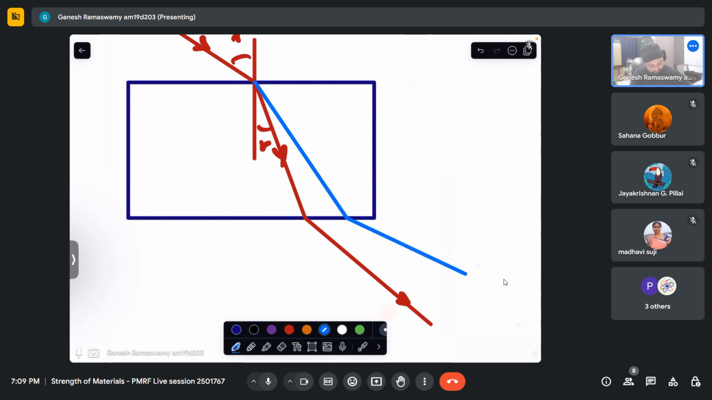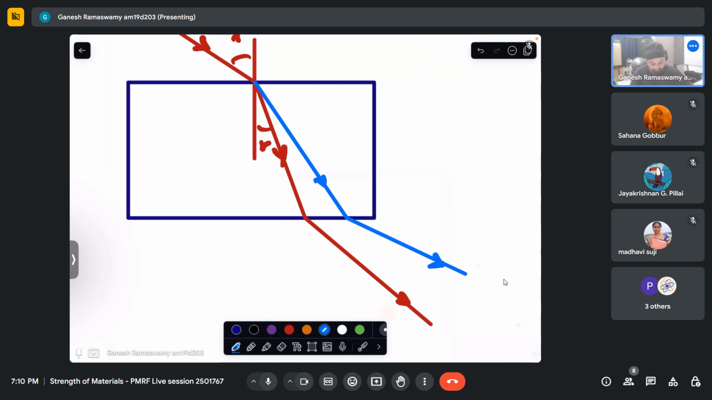It will get split into two rays instead of just one, of different amplitudes. So these materials are basically called birefringent. Why? Because bi means two. It has two refractive indices. That is why it is called birefringent.